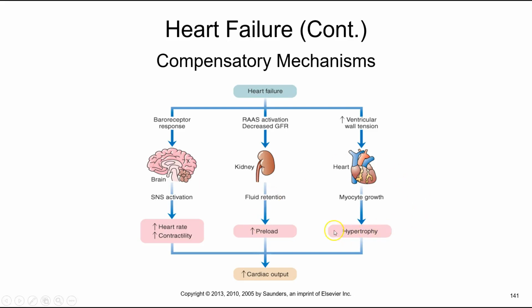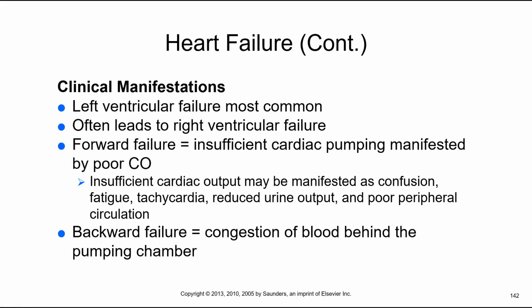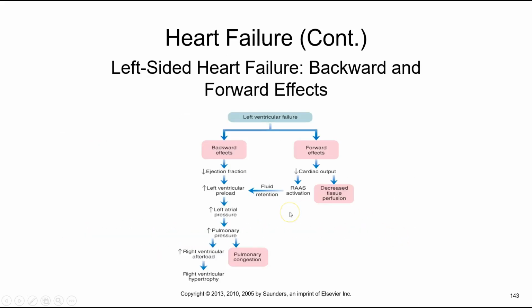And you're also going to have hypertrophy of the heart during heart failure. So all of these are in an attempt to increase cardiac output. But remember, the heart wall itself is insufficient. The problem is in the heart wall. So hypertrophy causes its own problems. Having sympathetic nervous system causes its own problems. Having fluid retention has its own problems. So you're going to have forward failure, insufficient cardiac pumping, and you're going to have backward failure, congestion of blood behind the chamber. That's problematic.